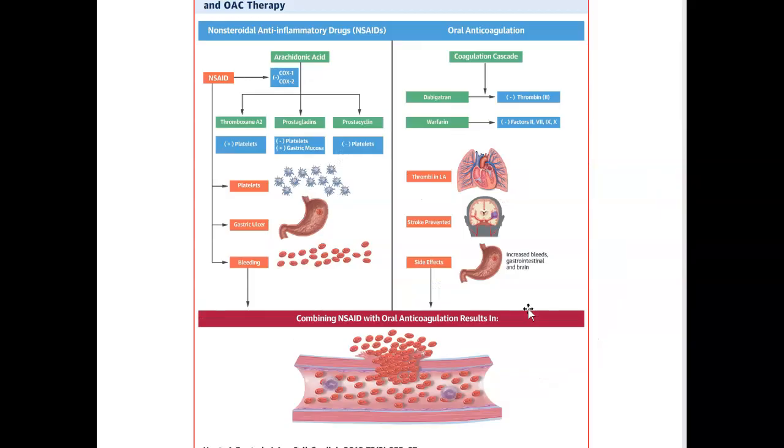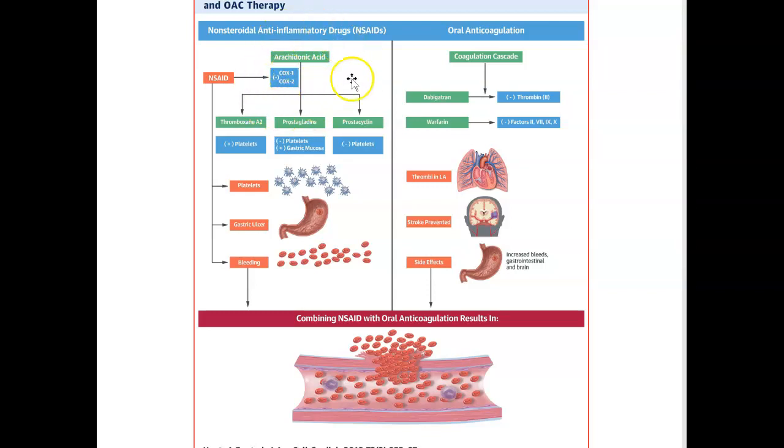Now, I did throw the NSAIDs in here only because there's some evidence that in certain people, taking your NSAIDs can actually increase your risk of having a heart attack. And it's select people. And what I want you to understand is that when you take the NSAIDs, so we're looking at your Motrin, your naproxen, they have slightly different mechanisms. But what they do is they inhibit enzymes.